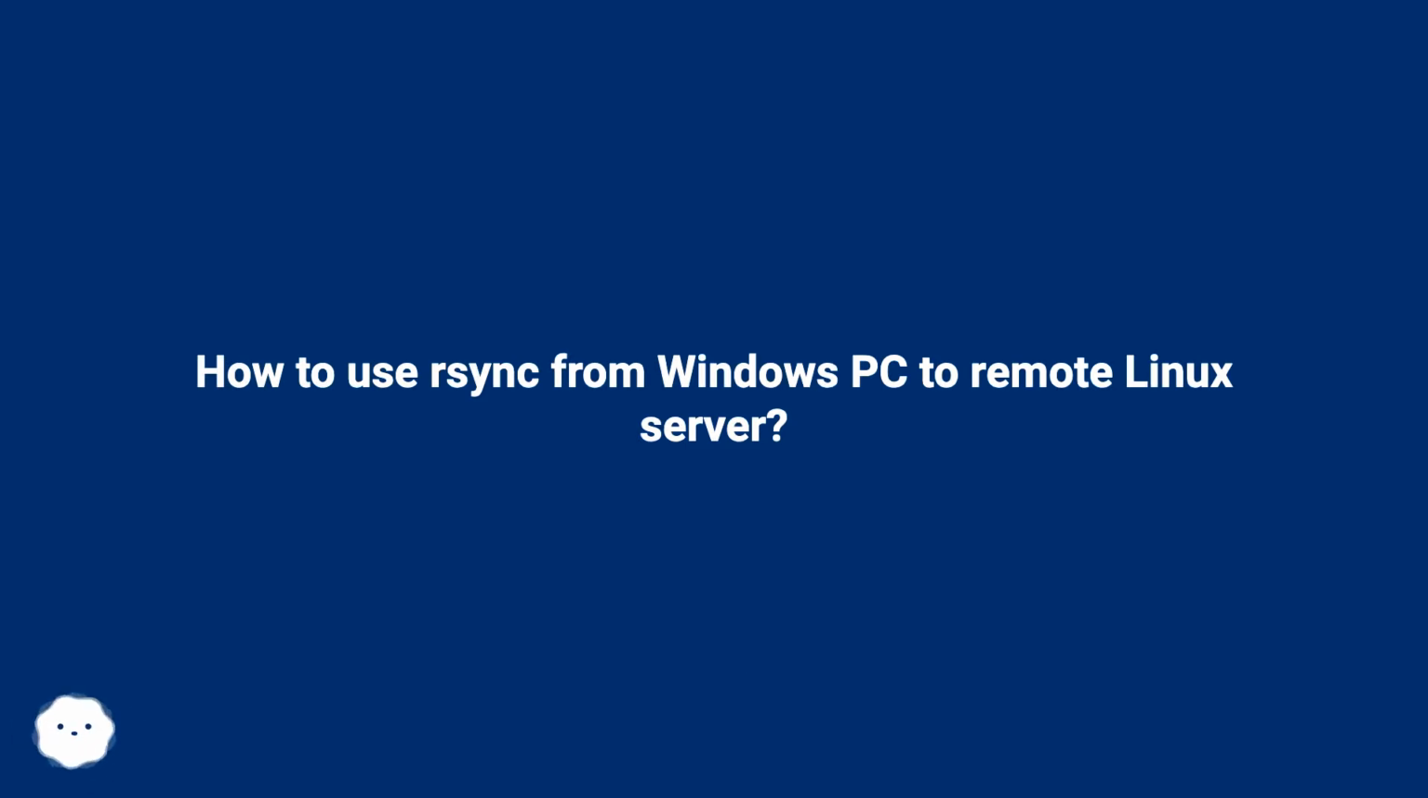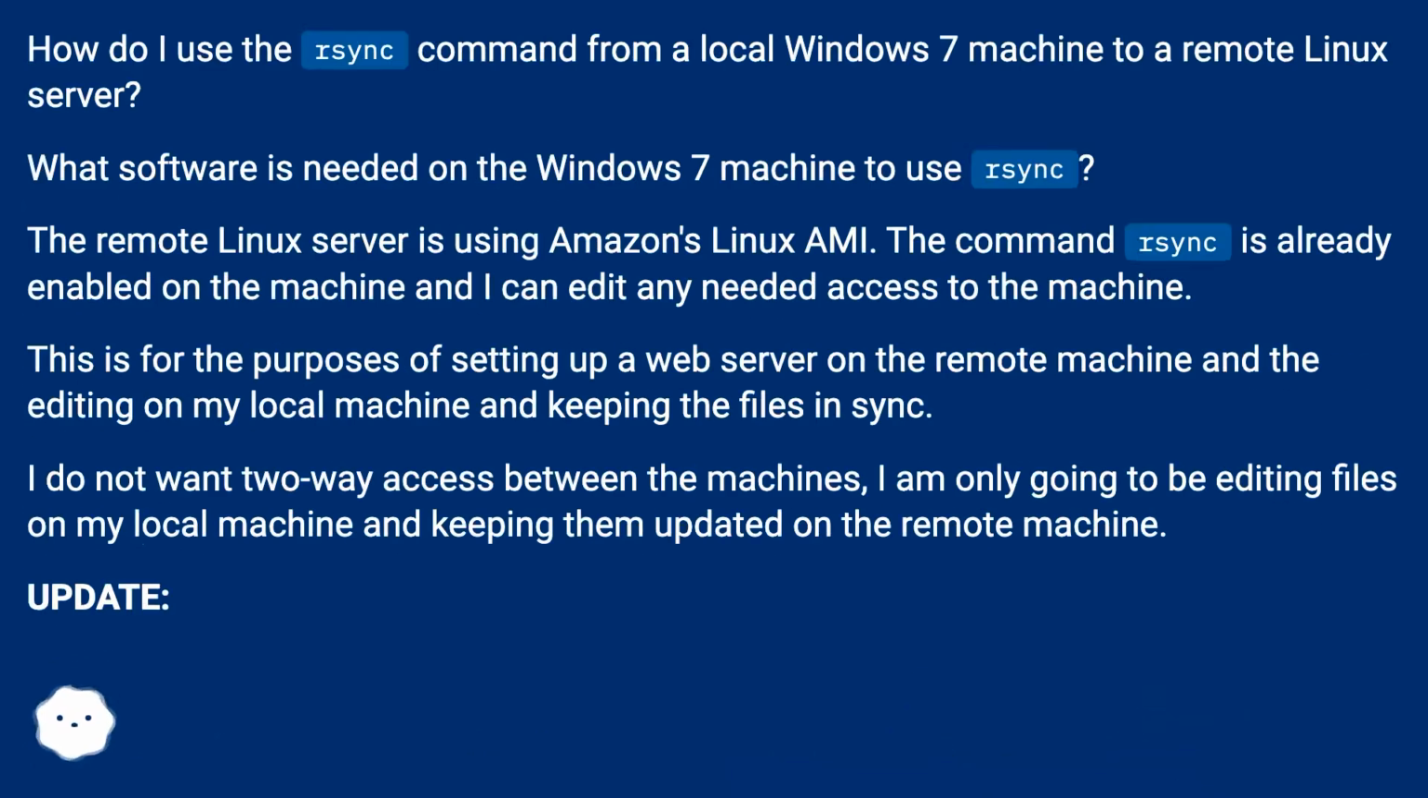How to use Rsync from Windows PC to remote Linux server. How do I use the Rsync command from a local Windows 7 machine to a remote Linux server? What software is needed on the Windows 7 machine to use Rsync? The remote Linux server is using Amazon's Linux AMI. The command Rsync is already enabled on the machine and I can edit any needed access to the machine.